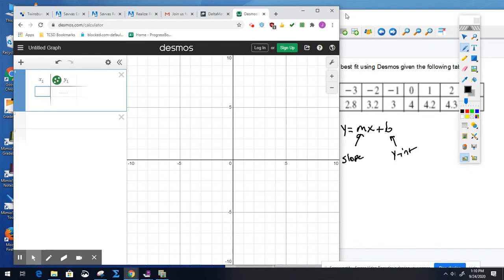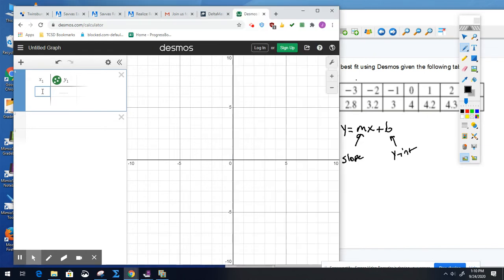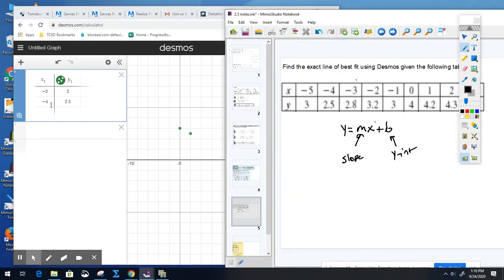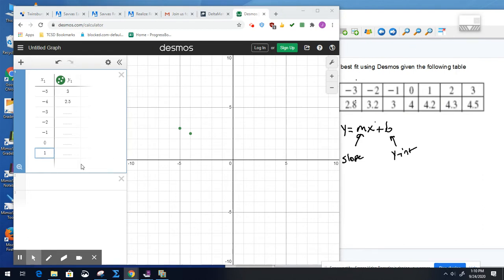So I have an x1 and a y1. So I'm going to fill in every ordered pair. Again, the first ordered pair is negative 5, 3. So I would go negative 5, and then 3. The second ordered pair is negative 4, 2.5. I'm going to fill this whole table in. So again, it goes -3, -2, -1, 0, 1, 2, 3. There we go. And then I'm going to put my y values in.